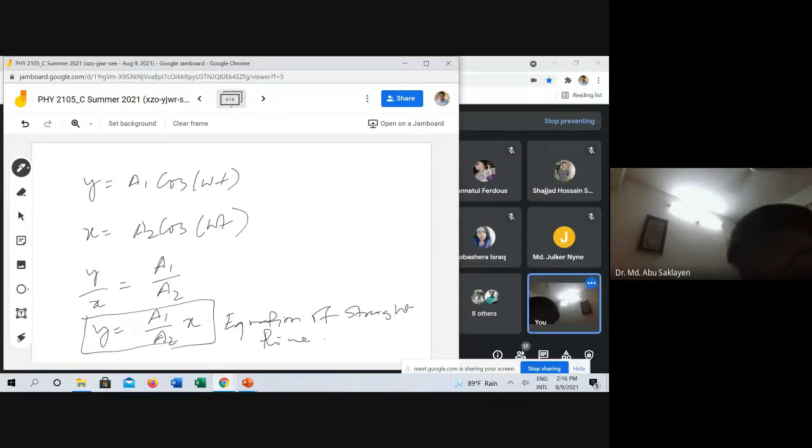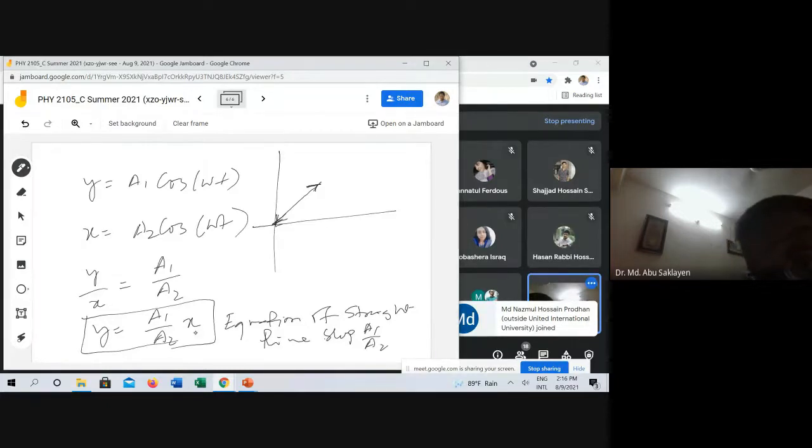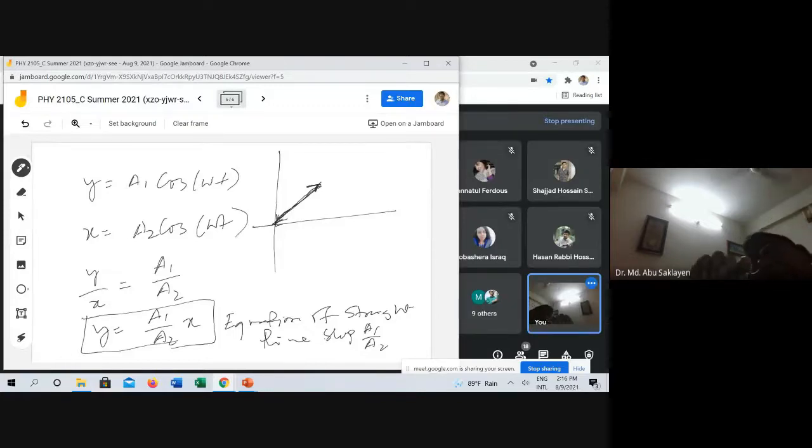Straight line with slope a1 by a2. That means when two waves are in phase and cross each other, the resultant vibration of the particle is like this. This is the path of the particle. It vibrates like this in a straight line, but the slope of the straight line is a1 by a2.